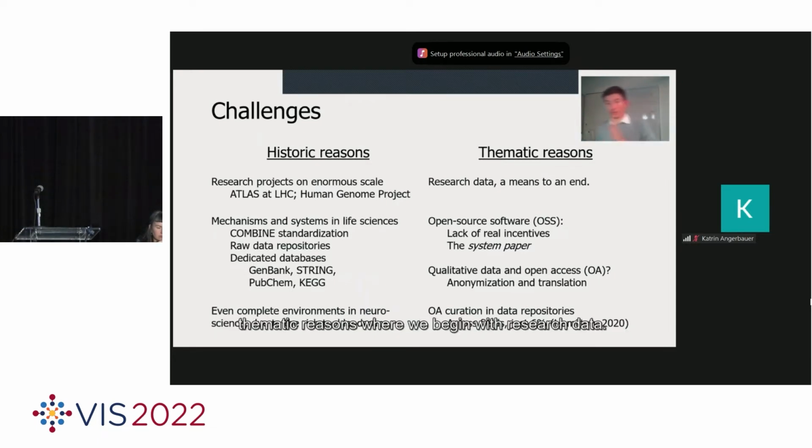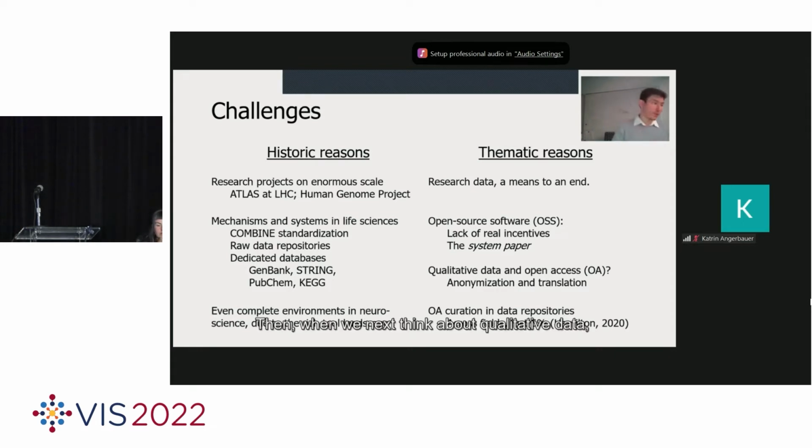And on the right side, we have the thematic reasons, where we begin with research data, which is seen rather as a means to an end, oftentimes provided by domain scientists, because in this case the visualization researcher is not interested in the collected data, but in the whole visualization process. And then for software, providing open source software, which is also one type of data, and when this software is released, the means for that is normally the system paper, and this makes it harder, requiring extensive comparison between state-of-the-art and existing systems, in increasing number and complexity.